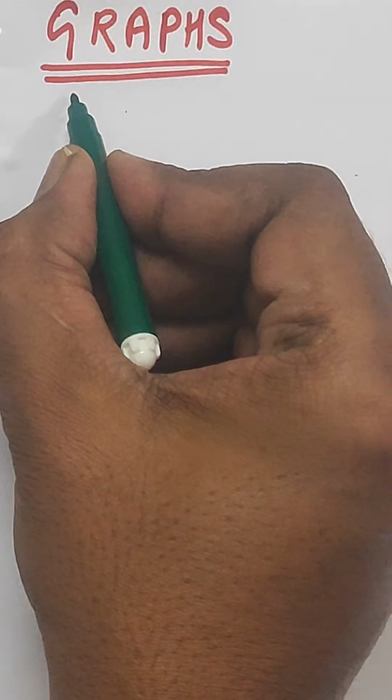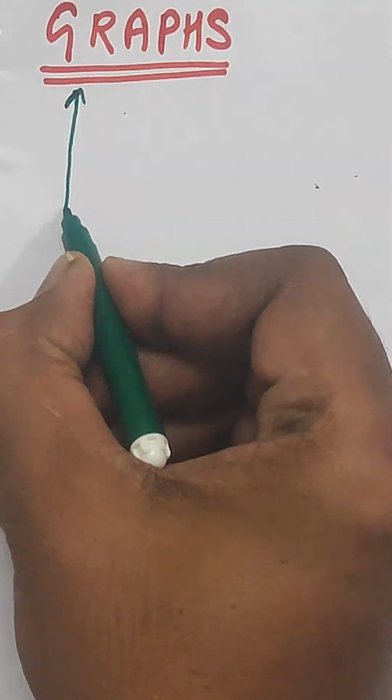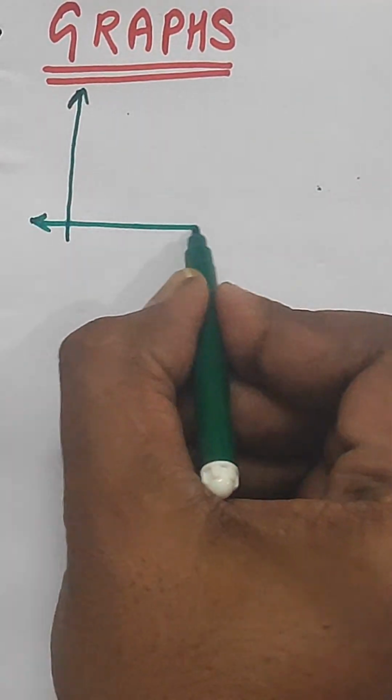First of all, let us understand that if x equal to 0 or y equal to 0, what will be the graphs of that? Let us understand the basic things first. For this you can simply draw the x-axis and y-axis like this.